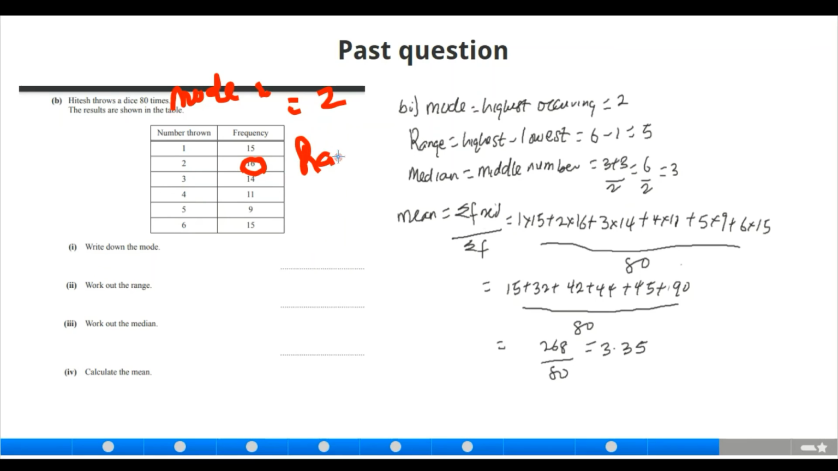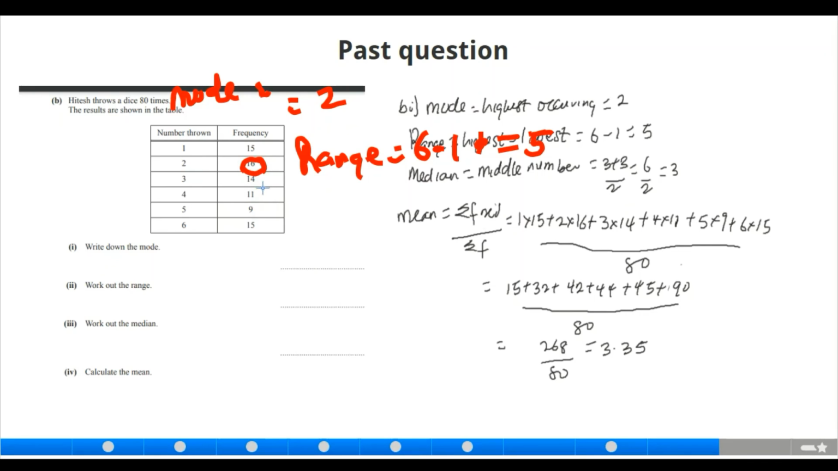So range is going to be 6 minus 1. 6 minus 1 will give us what? Will give us 5. Now, we have to calculate the median. What I have done here to calculate the median is, by the time you add all of this together, you know it's 49, right? So for the median, you have to arrange them in what?